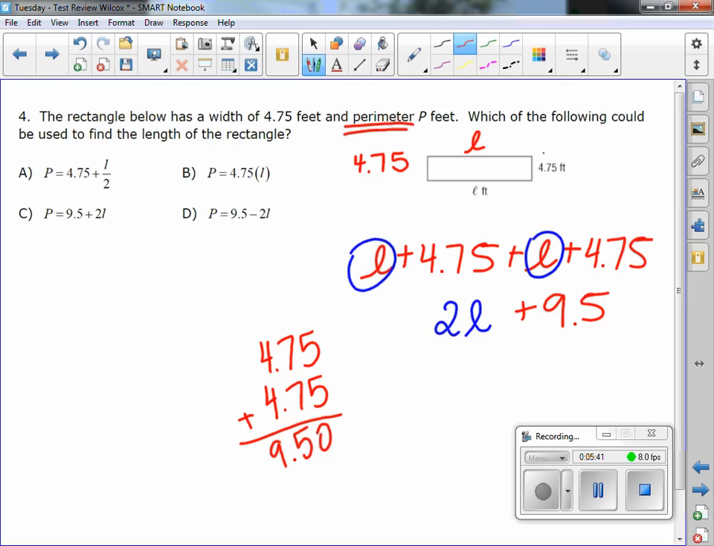So look at your answer choices and determine which one of those is similar to what we've just found. C. The difference between C and D is the addition sign and the subtraction sign. So make sure you're paying attention to those small details.